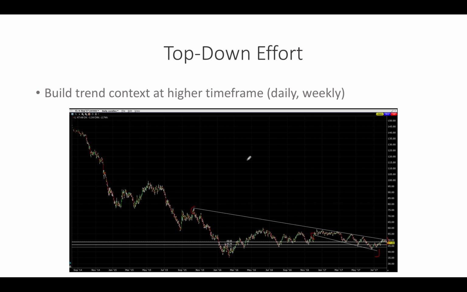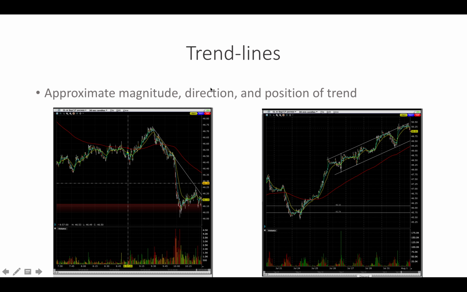Now, this chart is actually a bit old. If you look at oil right now, it's actually going up, but it hasn't broken this line yet. So it's still in a technical downtrend until we break that line. So again, you build your context at a high time frame.